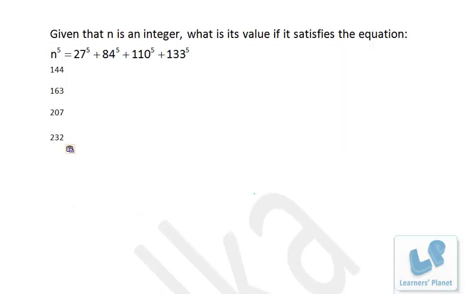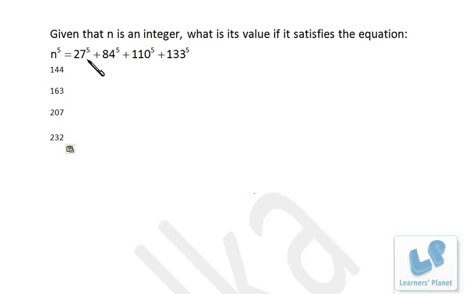Now, given that n is an integer, what is its value if it satisfies the equation? Obviously, you cannot solve this equation directly. So, what is the alternate approach you need to take? See, the unit digits of the options are unique: 4, 3, 7, and 2. So what you can do is calculate the unit digit of all these numbers and add them up to get the correct unit digit, from where you can get the correct answer.